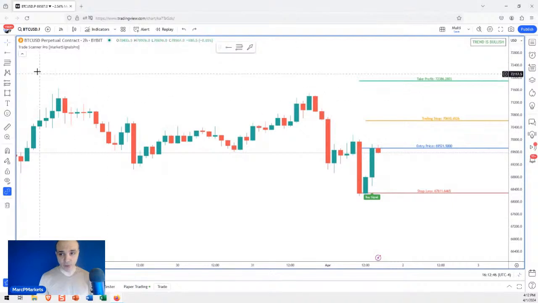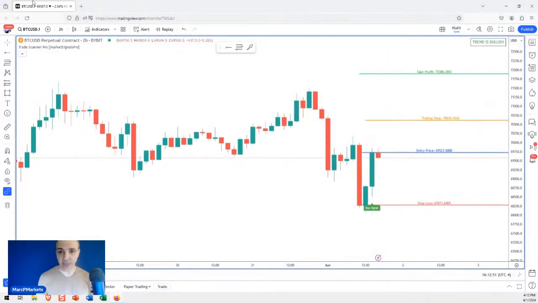This is the Trade Scanner Pro, as you can see, and this is the prototype of the script that we're going to be making available soon.